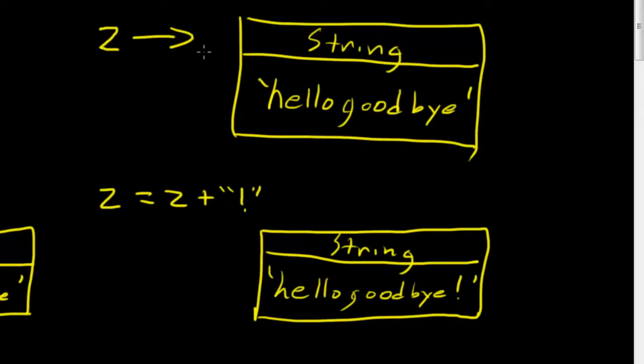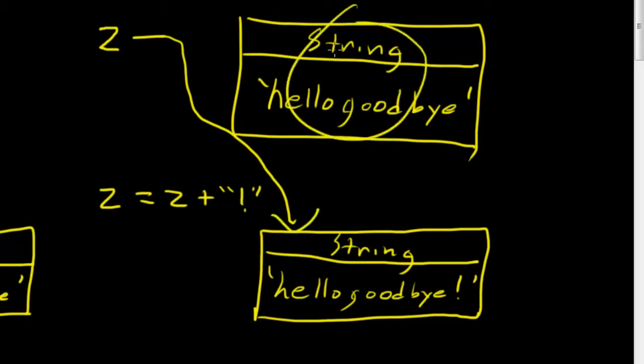So now what's going to happen is we'll update what Z is actually referring to. So this part on the right-hand side of the assignment statement, we get the creation of this string object here out in memory. And then whenever we do the assignment operation, it's just simply changing or updating what this variable Z is actually referring to. So I'm going to update this so that Z is now referring to this guy.